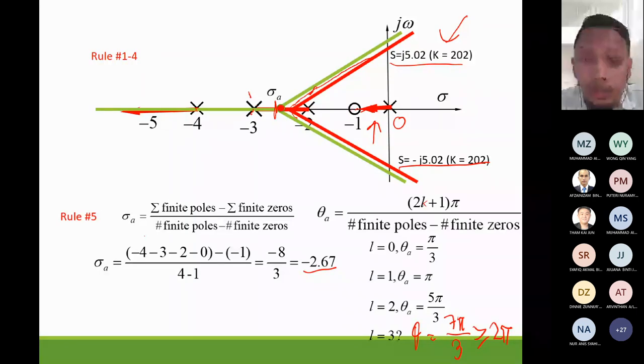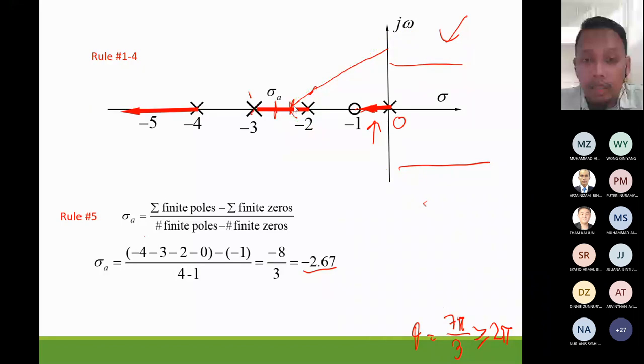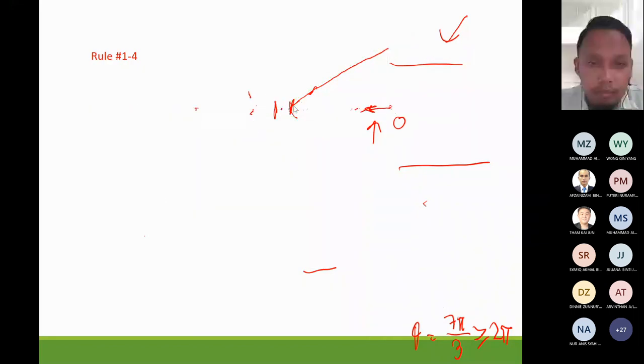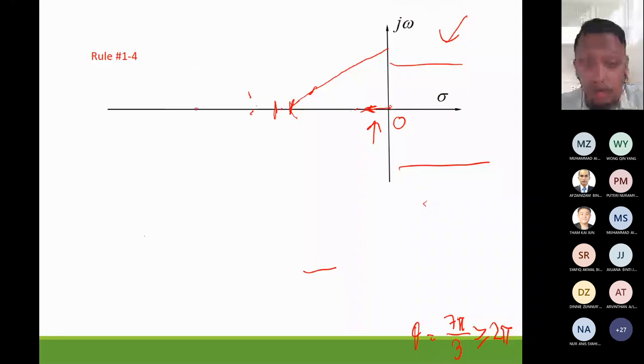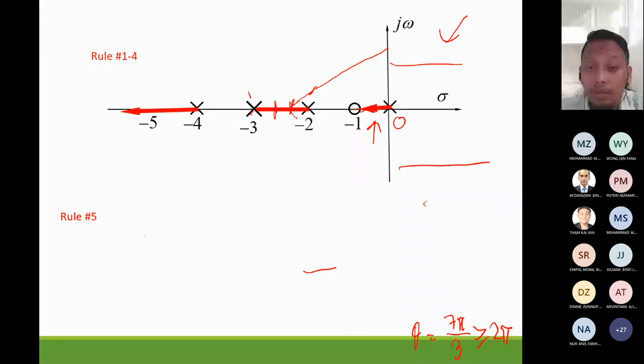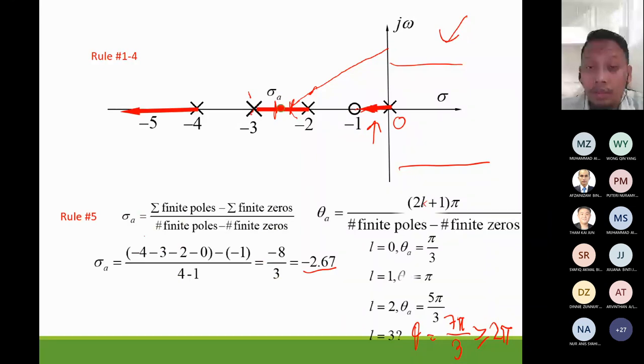So here, this point here is your breakaway point. So you can calculate as well if the question asks you. But apparently in this question, dia tak minta breakaway point. It doesn't ask for breakaway point. It only asks for asymptote and J omega axis crossing. But I think, let's say in final exam, you will be asked for breakaway point. So you can calculate your breakaway point.